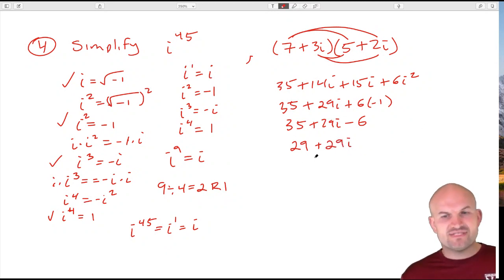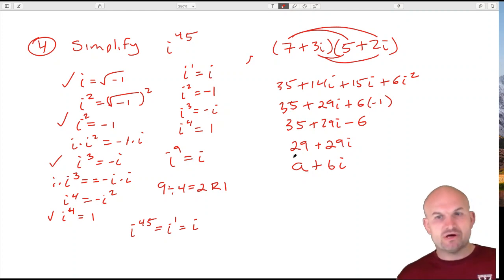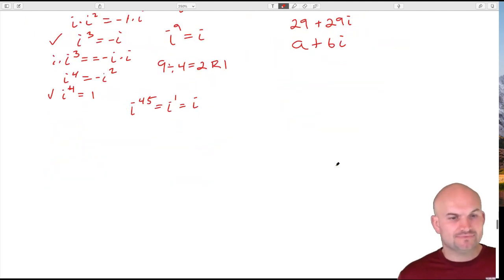Now typically you could factor out a 29, but complex numbers typically are written in the form a plus bi. So I would just leave it in that format, or at least that is considered our standard form for a complex number.